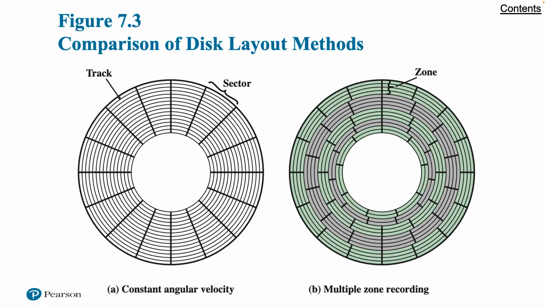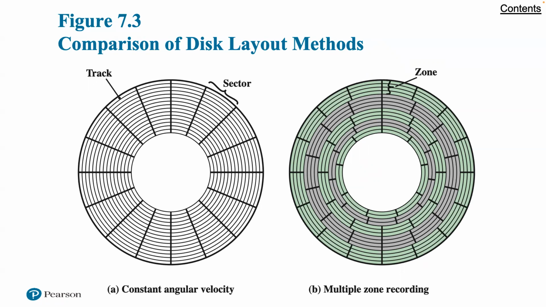Now let's think about the disk layout methods and how we actually apply the data. We have tracks, we have sectors, we have zones. A bit near the center of the rotating disk travels past a fixed point, such as a read write head, slower than a bit on the outside. Therefore, some way must be found to compensate for the variation in speed so that the head can read all the bits at the same rate.